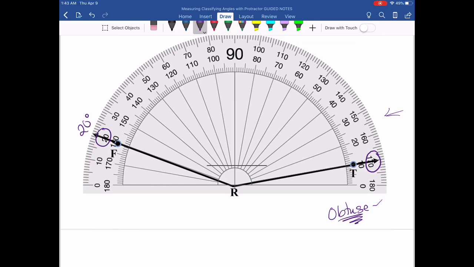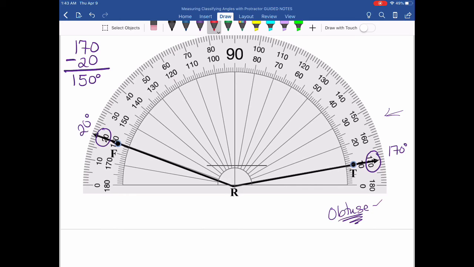I'm going to take down those numbers. I've got 20 degrees, and I've got over here 170 degrees. And if we take the difference of those numbers, 170 minus 20, that is going to equal 150 degrees. So that is 150 degrees.